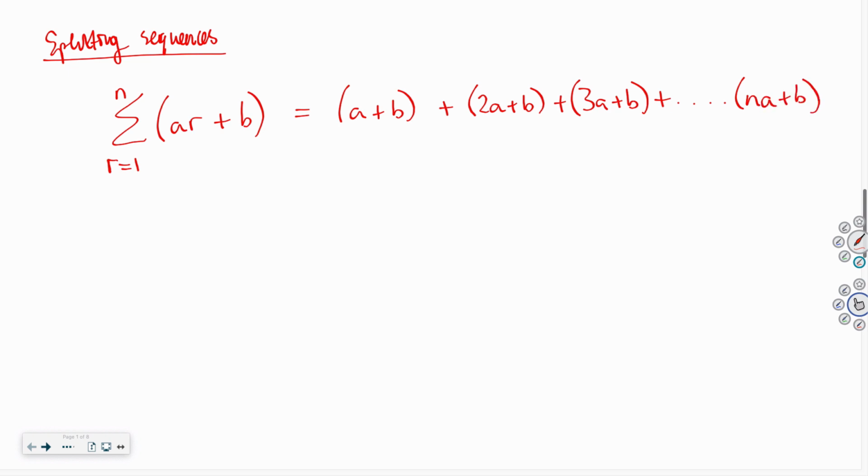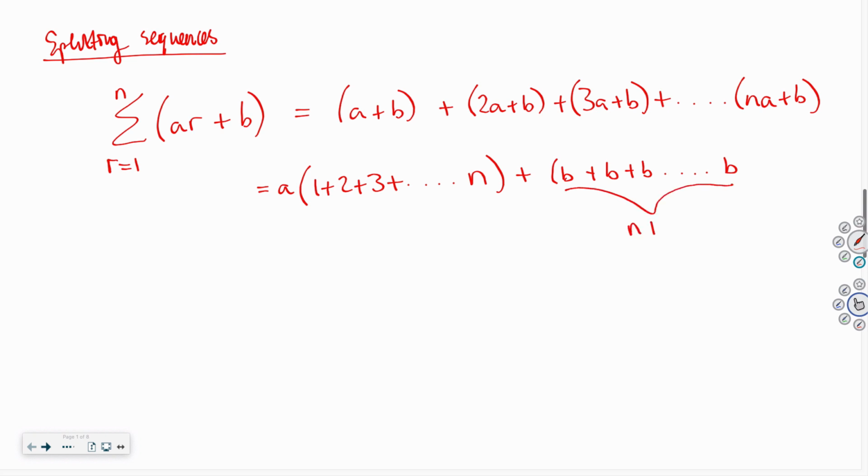Now if we were just to collect the A's together and collect the B's together, we can take a factor of A out and we'll have 1 plus 2 plus 3 plus all the way to n, plus B plus B plus B, and we're doing that n times.